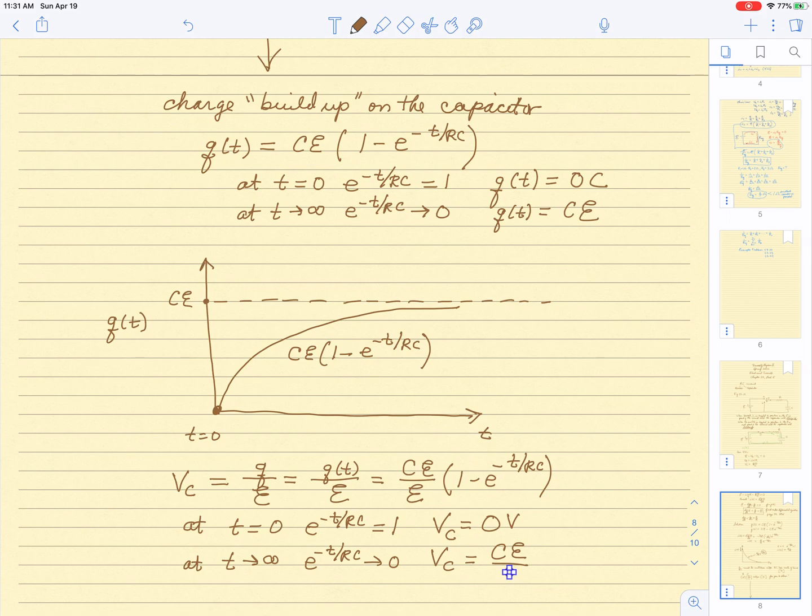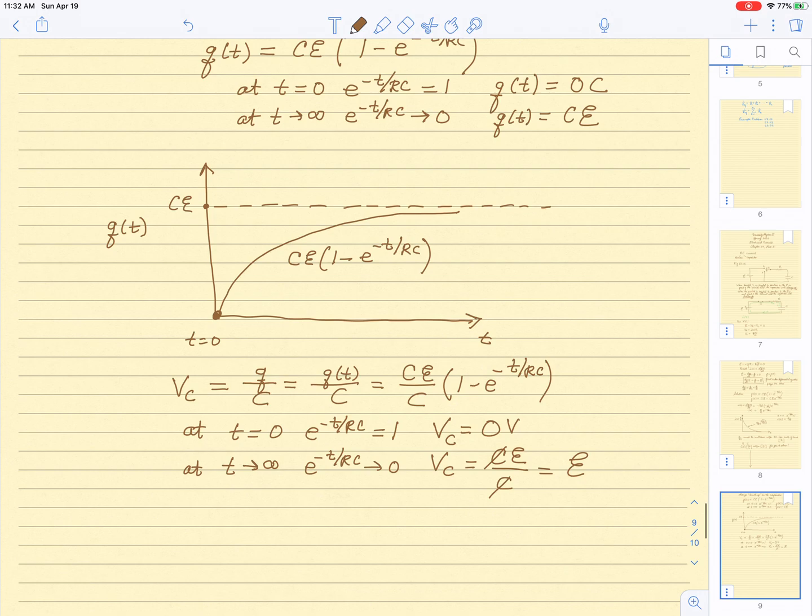Hang on here, what did I do? Voltage across the capacitor is Q over C. My bad, guys. So this is going to be Q over C. There we go. Now we're good. So that's going to be CE over C, and those cancel, and it gives you E. So the voltage across the capacitor will ultimately be equal to the EMF value. All right, beautiful.